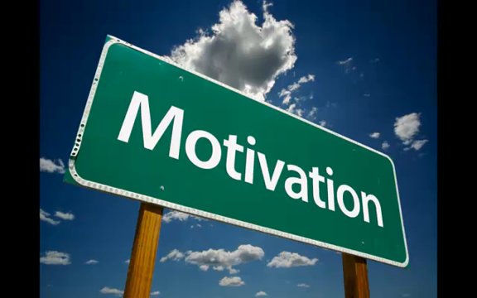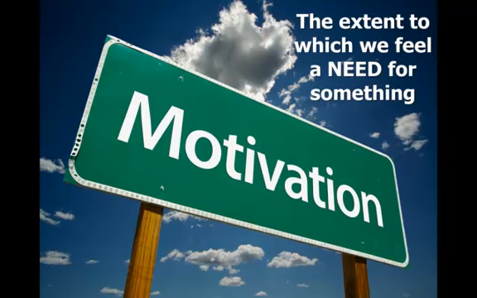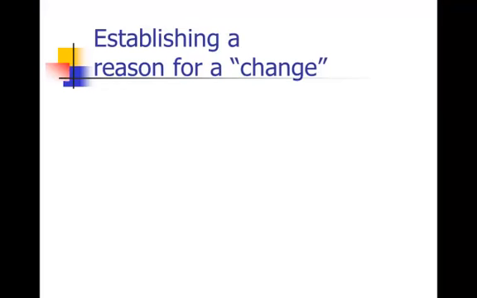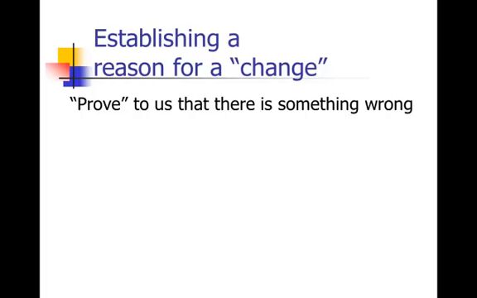Both of these structures focus on motivation, which you already know can be thought of as the extent to which we feel a need for something. And motivation can vary quantitatively. You can be highly motivated all the way down to very low motivation. Regardless of which approach you take, both require you to prove to us that there's something wrong with what is happening now. If you're using Monroe's motivated sequence, you focus on need. You need to prove to us that there is something happening that needs to be fixed.